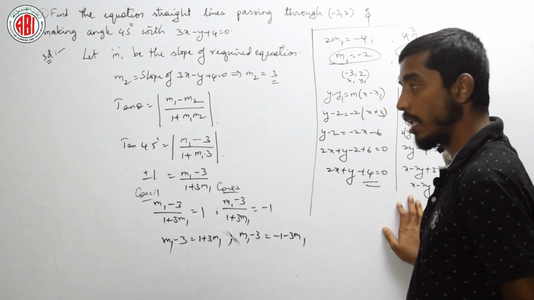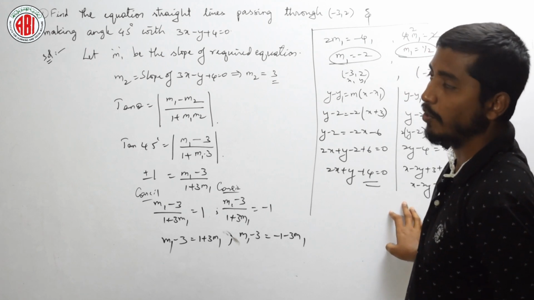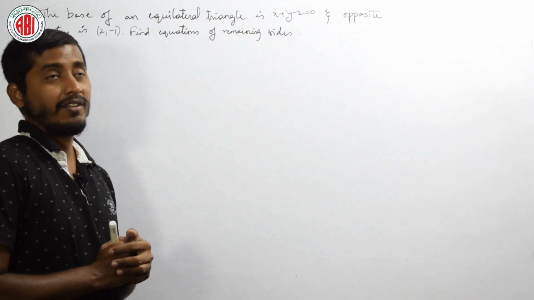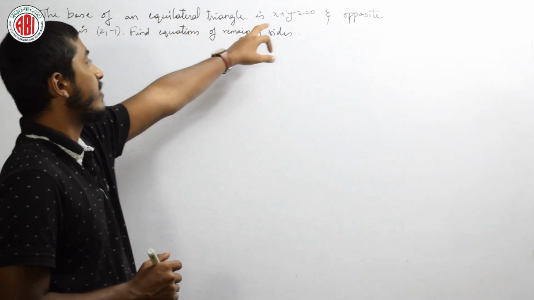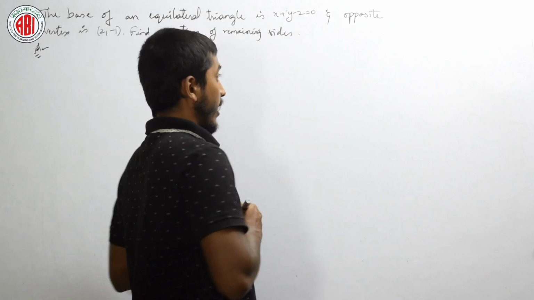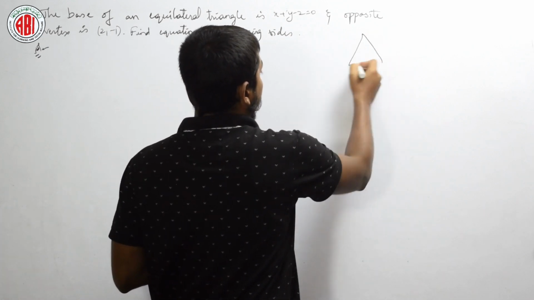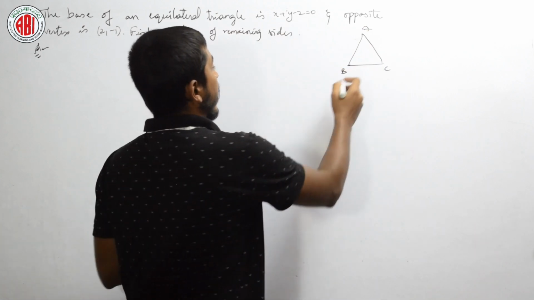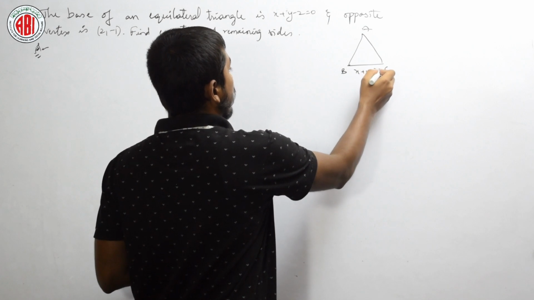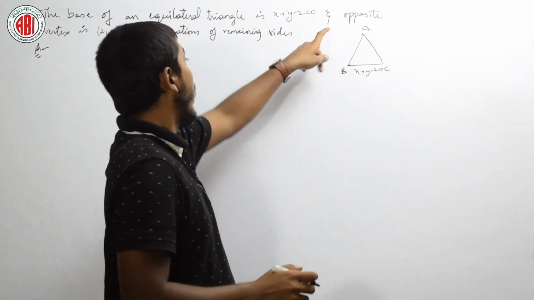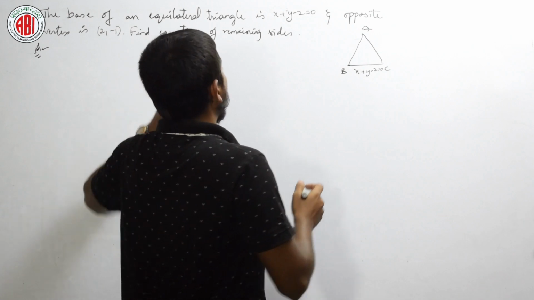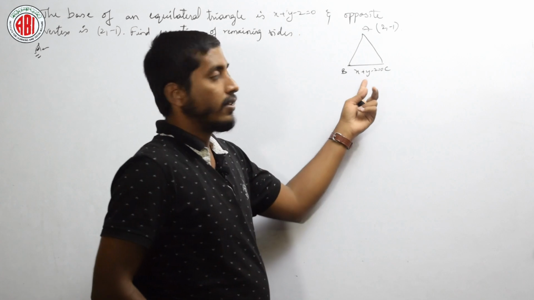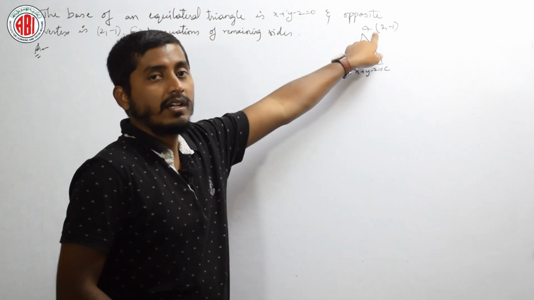Is it okay? Now, let us do one more problem on the same basis. Okay, let us do that. Here the next question given is, the base of an equilateral triangle is given as one equation. In an equilateral triangle, let us assume it to be ABC, the base is given as x plus y minus 2 is equal to 0. This is one base given, and he is asking to find the equation of the remaining sides when the opposite vertex is given. Is it okay? There is the equation of a base and this is the opposite vertex.